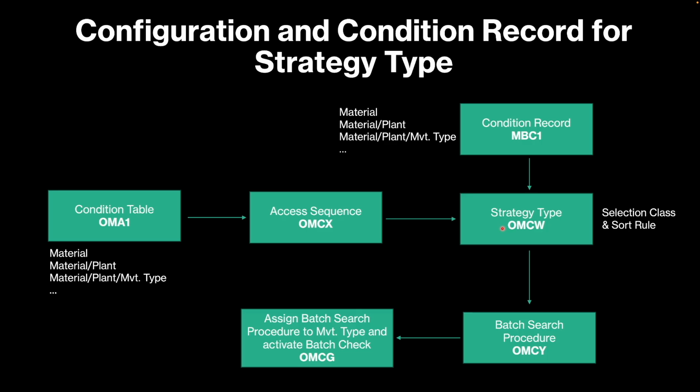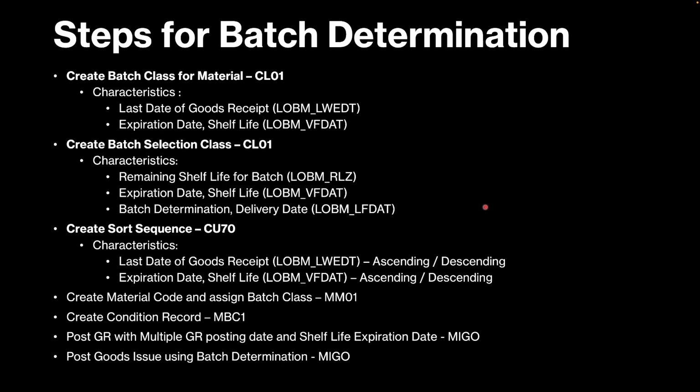Here, in place of the pricing procedure, you have the batch search procedure. And similarly, in pricing, where you maintain a condition record against a condition type, here we'll maintain a condition record against the strategy type. So the central element in this whole batch determination procedure is the strategy type, which contains the selection class and the sort rule. Now let's see what steps you will need to do for this batch determination.